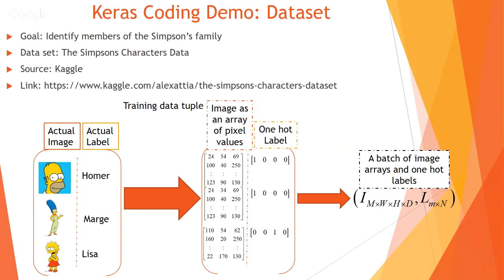I have the images, and you know that images are nothing but numbers arranged in a 2D array. So you have the image as an array of pixels, and we also need to give a label to the data that we are giving. Obviously the computer won't understand what is Homer and what is Marge, but it understands labels in the form of a one hot label. You have a vector with a position corresponding to each label. So finally, you get a batch of image arrays and one hot labels.